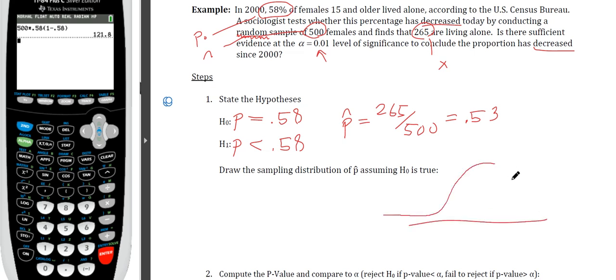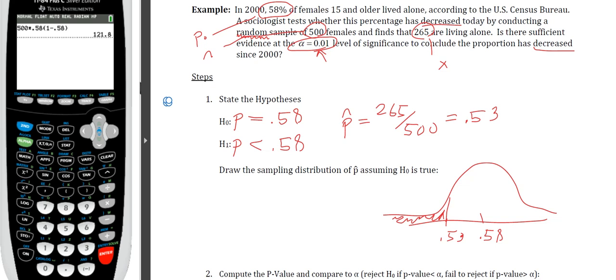However, again, our question is, is that significantly less? With 0.58 being in the middle of our distribution, 0.53 being somewhere below that, we want to find that proportion down here and see if that is significantly far enough away. Notice as well, our level of significance is really small. Because alpha is 0.01, that means we only want to allow, at most, a 1% chance of accidentally making type 1 error. It means we want to be really sure.